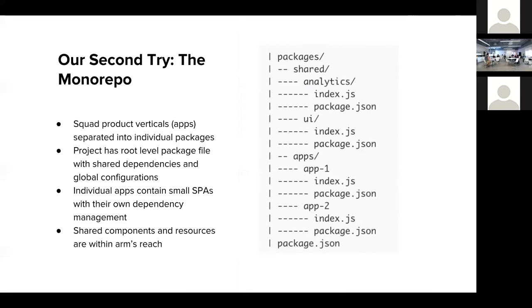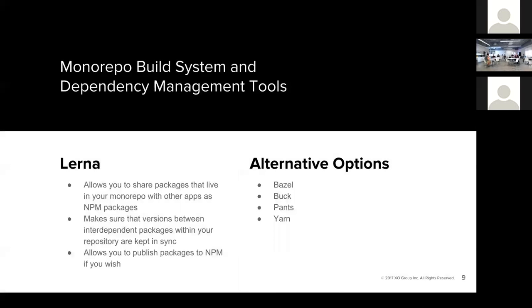And then there's a subfolder for apps. Let's say we have multiple apps in there. They may have different dependencies depending on what those apps are doing. At the root, there's another package file, which is just those global configurations. So there are a couple of tools here: the monorepo build system and the dependency management tools.